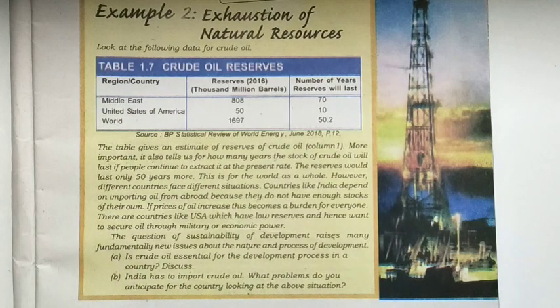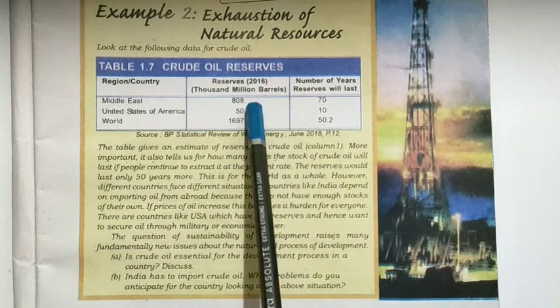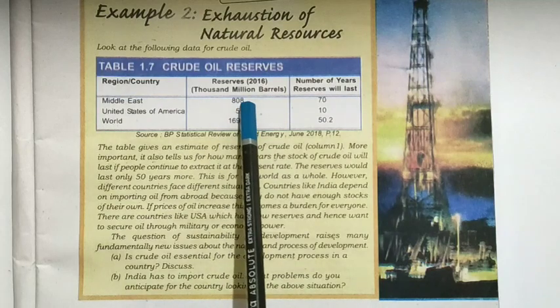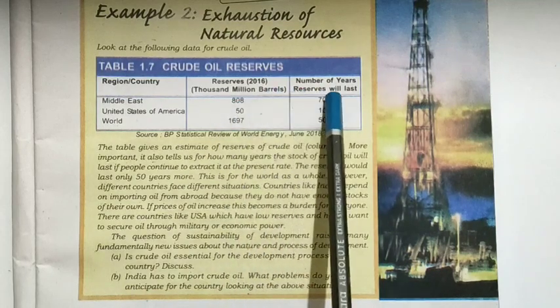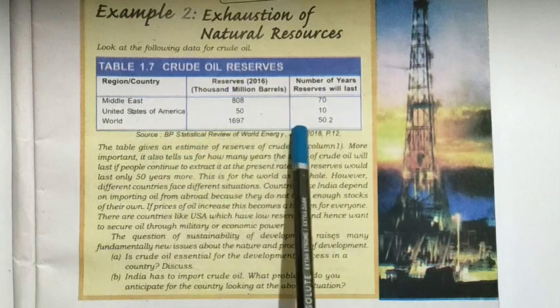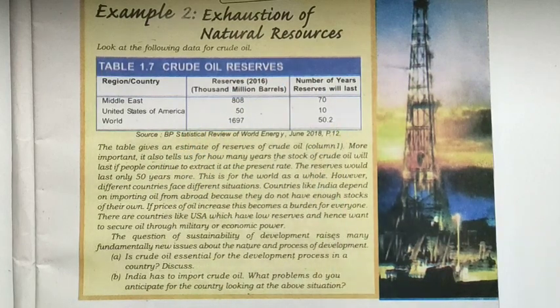Another example is exhaustion of natural resources like crude oil. Crude oil is a non-renewable resource. Non-renewable resources are those which will get exhausted after years of use. In this table, the crude oil reserves for the country are given in 1,000 million barrels. The number of years the reserve will last for the world is only 50 years more. So, if we keep using it at the current rate that the world is using, it will soon be used up.